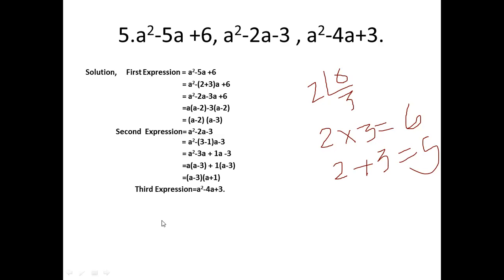Third expression also 3 into 1 is 3, 3 plus 1 is 4, the middle term comes. Remove the bracket. There are 4 terms, take a common, then minus 1 common. a minus 3 is common, a minus 1 remains in the bracket. Therefore, the HCF is a minus 3, which belongs to all the expressions. That is the HCF of this question.